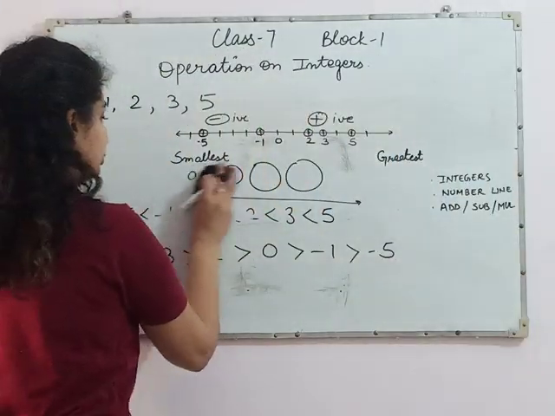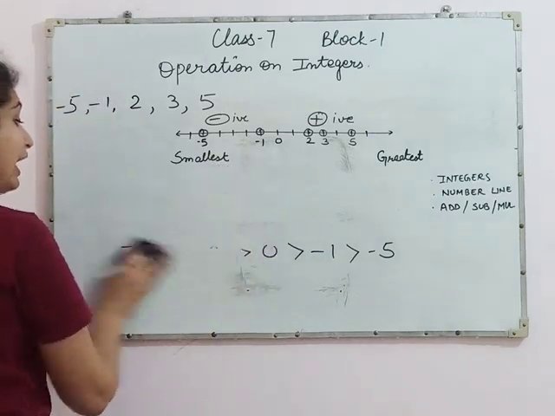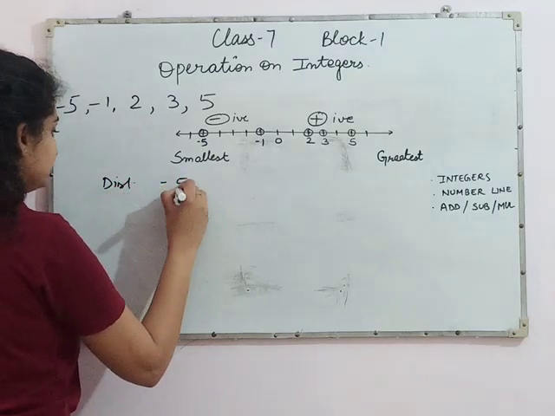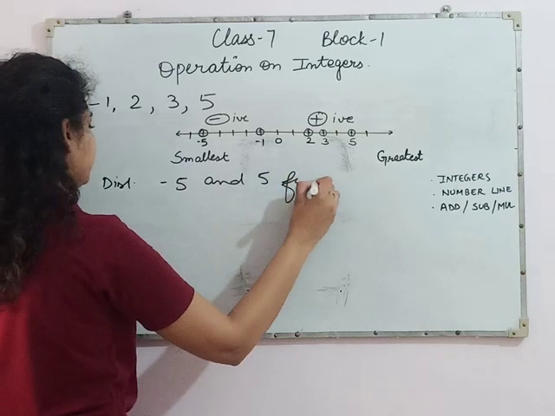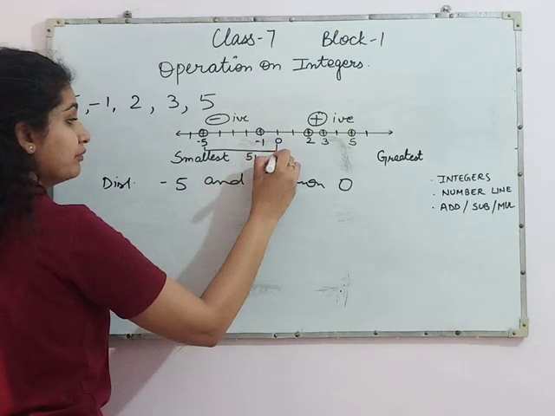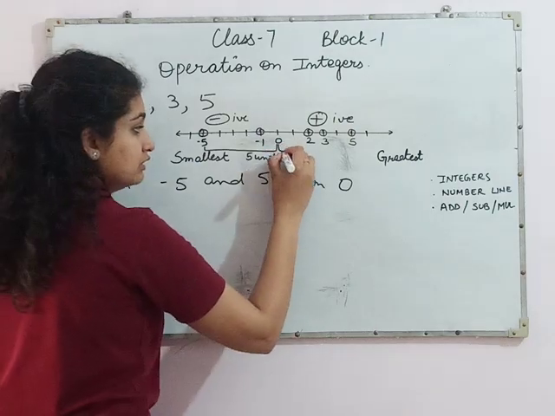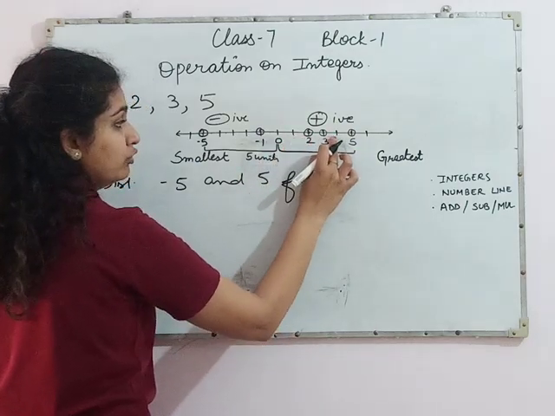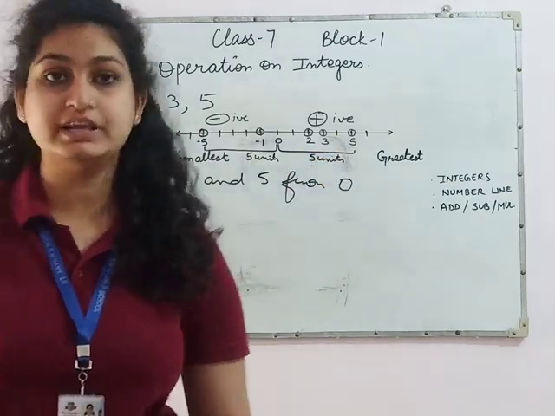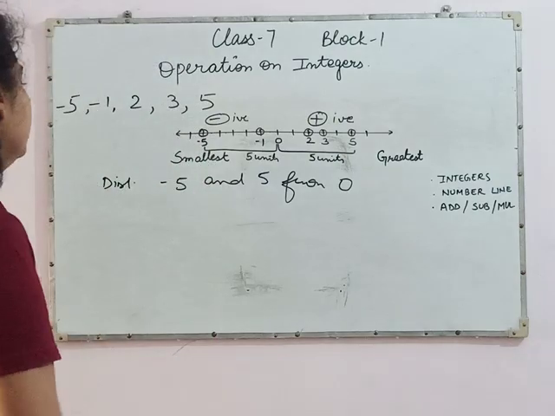Now, tell me one more thing. Are the distances of -5 from 0 and 5 from 0 the same? See, 5 units: 1, 2, 3, 4 and 5. And 1, 2, 3, 4, 5. These are also 5 units. So the distance of minus 5 and 5 are the same. But minus 5 is a negative integer and 5 is a positive integer.